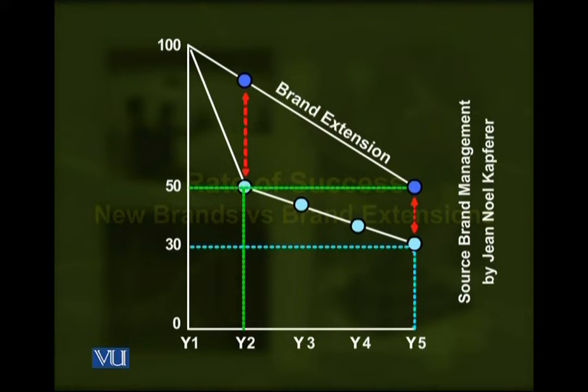So this is a very convincing research finding that of the brands introduced as brand extensions, in a period of 5 years, 50% survive, whereas in the case of new brands, just about 30% of the brands introduced survive within 5 years. Going by these two figures, I think every manager would hesitate to get into newer brand names, and rather would like to stick to the existing brand names.